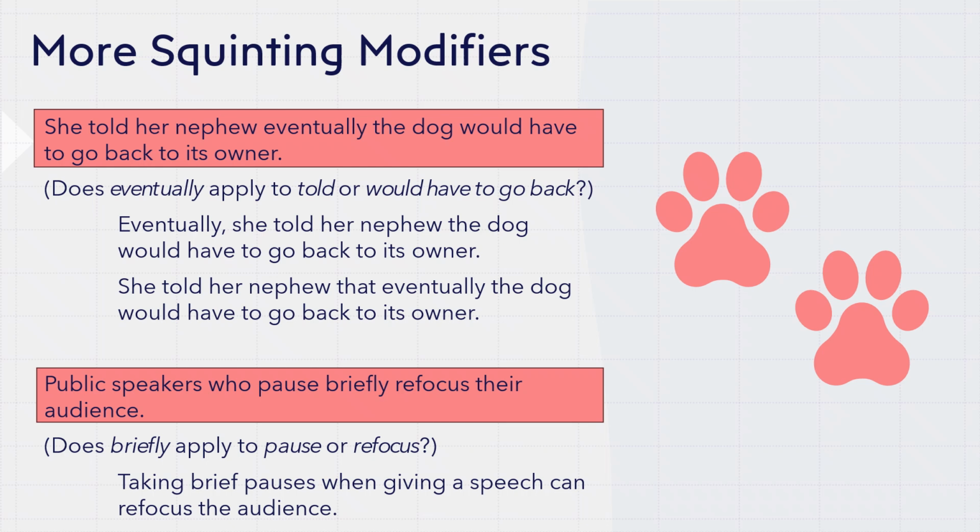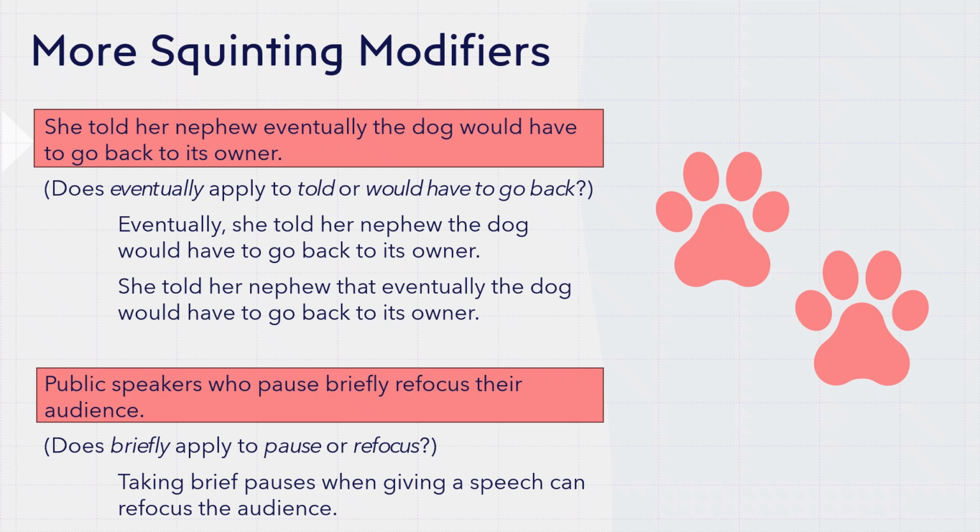Some more examples of squinting modifiers. She told her nephew eventually the dog would have to go back to its owner. Does eventually apply to told or would have to go back? We don't know. So we can rewrite this as: eventually she told her nephew the dog would have to go back to its owner, meaning after a certain amount of time, she finally told her nephew that the dog has to go back to its owner. Or: she told her nephew that eventually the dog would have to go back to its owner, saying that at some point in time, you're going to have to return this dog.